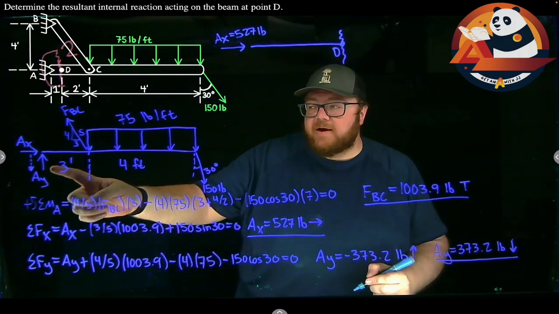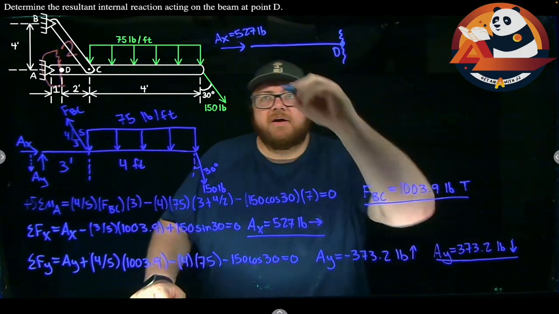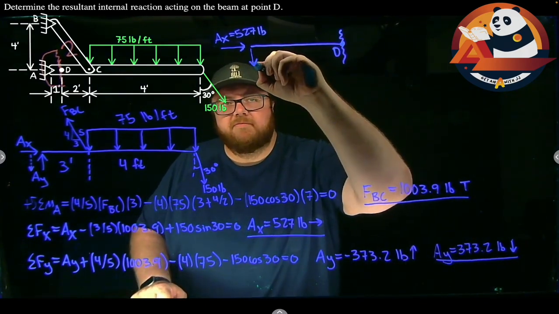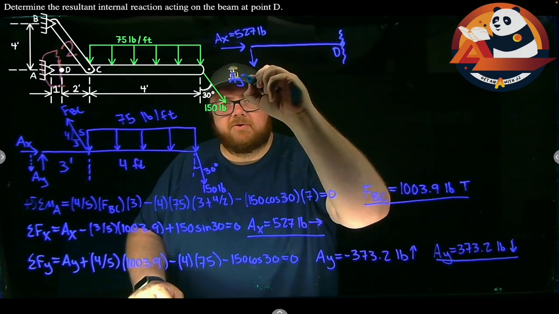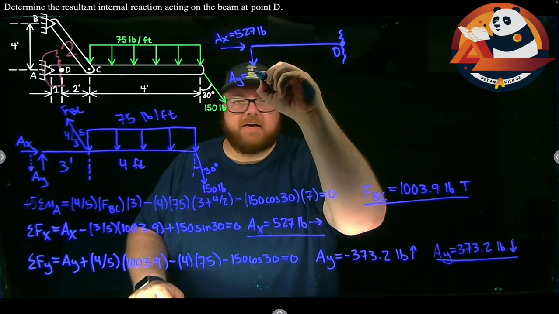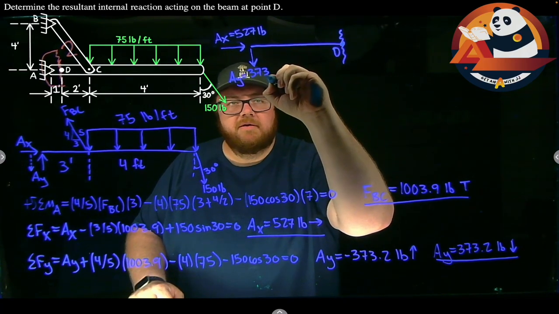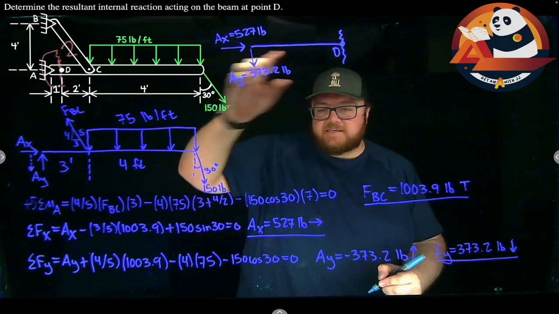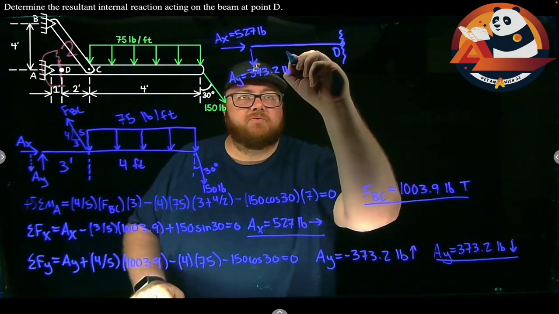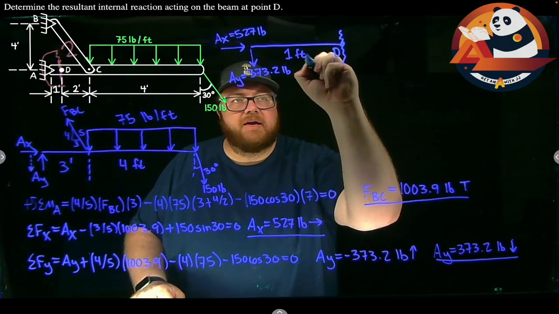I have AY. I originally guessed it went up. I know though it's really going down. So show it going down. We're taking that dashed arrow version of it. AY equals 373.2 pounds. My distance here from A to D is just 1 foot. So 1 foot is our distance.